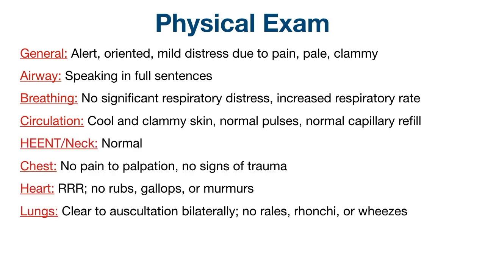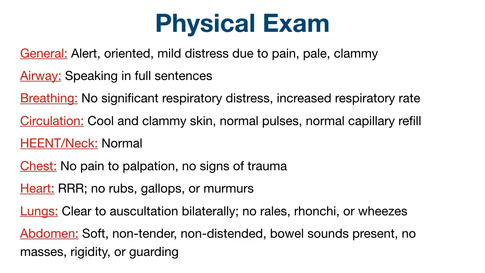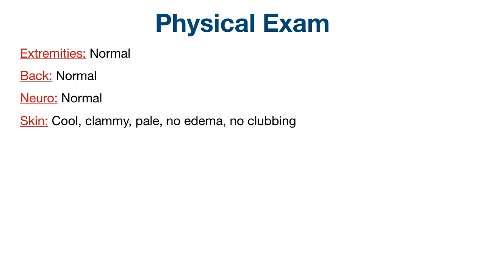His head and neck exam is normal. He has no reproducible pain to palpation to his chest and no signs of chest trauma. His heart is regular rate and rhythm without rubs, gallops, or murmurs. His lungs are clear to auscultation bilaterally, and his abdomen is soft, non-tender, non-distended, and without signs of trauma. Bowel sounds are present. There are no masses, no rigidity, rebound tenderness, or guarding present. His extremity, back, and neurological exams are normal. His skin is cool, clammy, and pale without edema or clubbing.